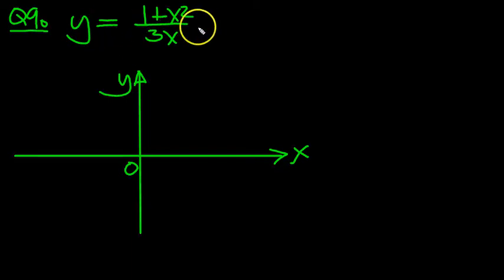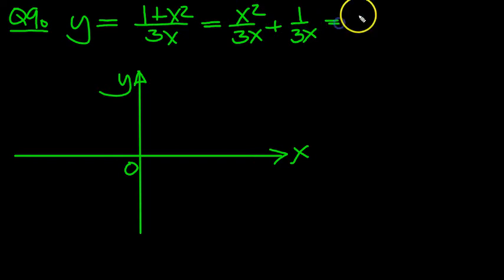y equals (1 plus x squared) over 3x. We can split this using properties of fractions into x squared over 3x plus 1 over 3x. The x's will cancel here, so we'll just get x over 3 plus 1 over 3x. Okay, so this is what we've got then.